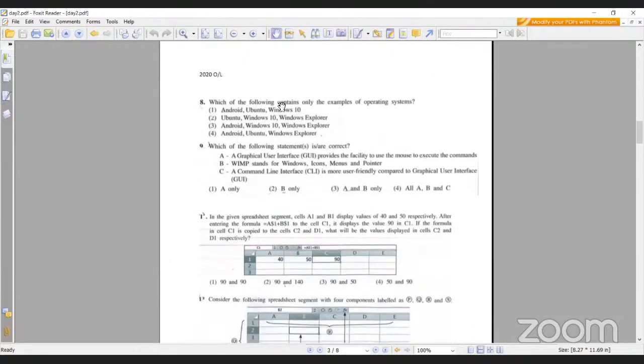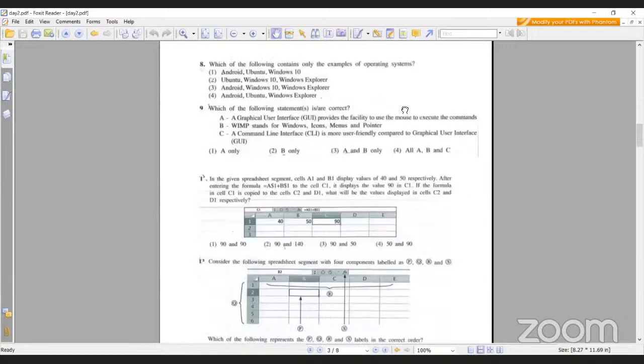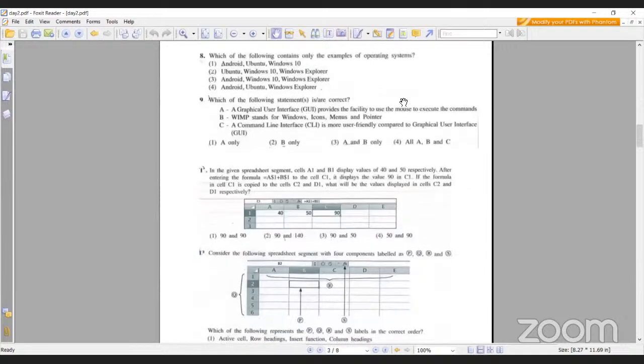Okay, 2020, let's do it quickly. Try to finish the MCQs quickly. 2020 has both operating system and Excel.